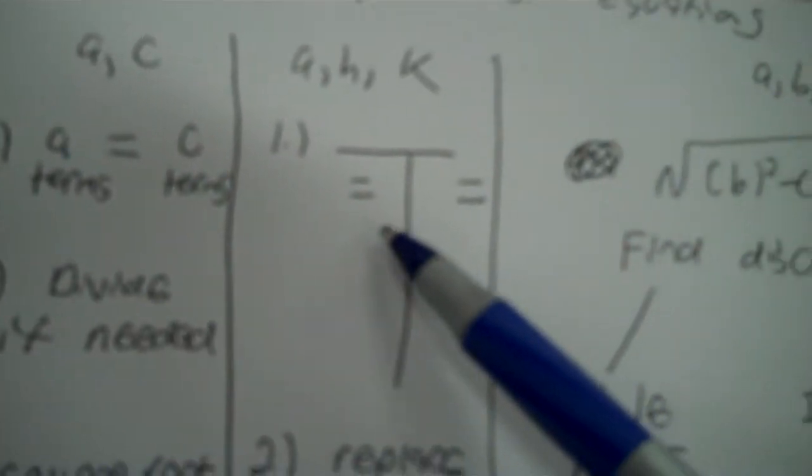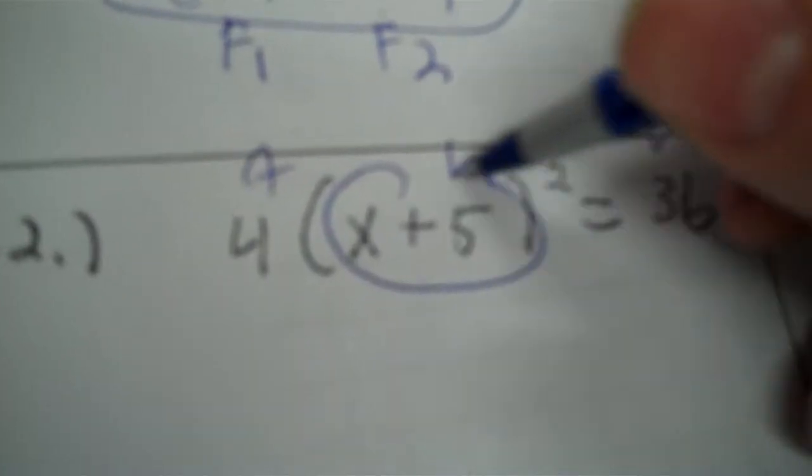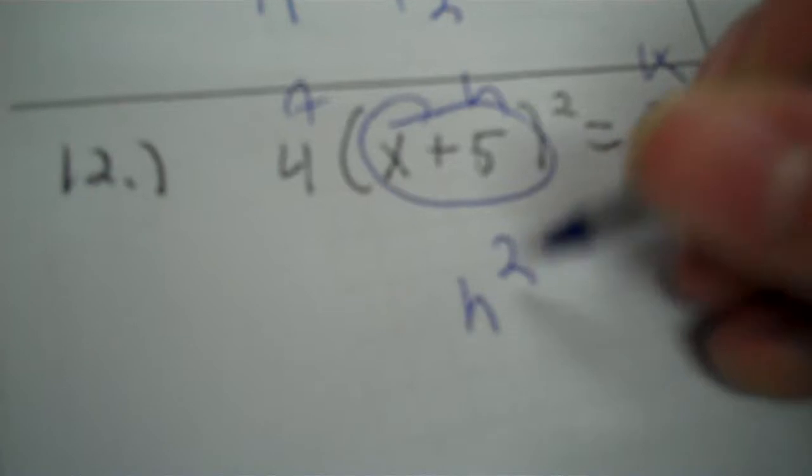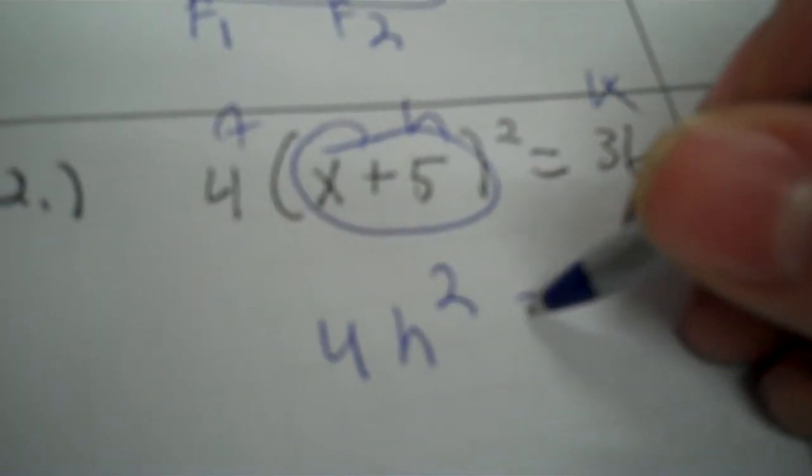Okay, number 12. This is a quadratic equation. It's just not an A, B, C. It's an A, an H, and a K. So H, K. You want to set up a table with your equal signs. And what you put there, you got to remember this, that you put in the quadratic expression, which is x plus 5. Okay, replace the inside of the quadratic with h to the second. Okay, 4 and then equals 36.